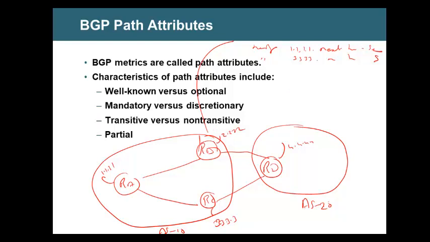No BGP. You don't want to form a neighbor from B to C. Is that what you're saying? Okay. So it is not full mesh then.